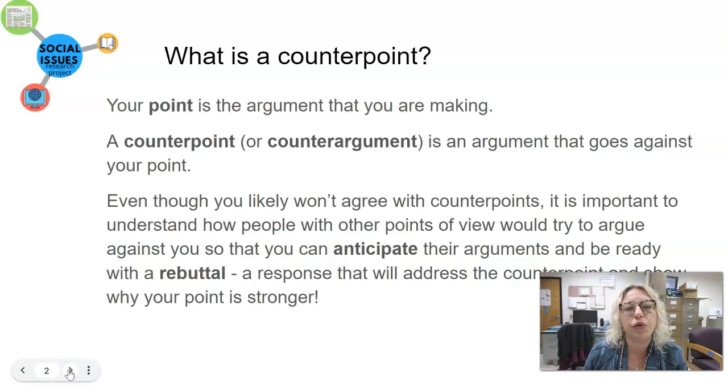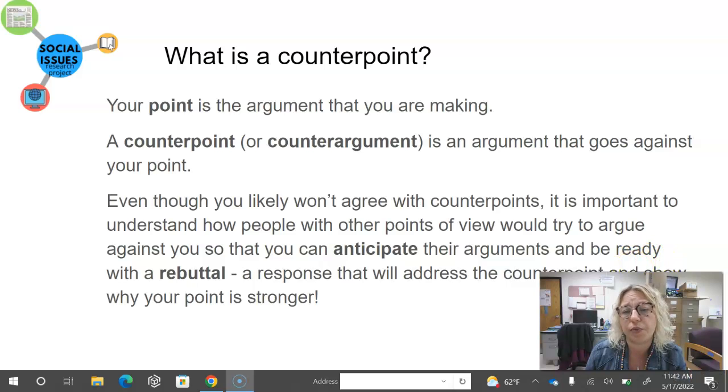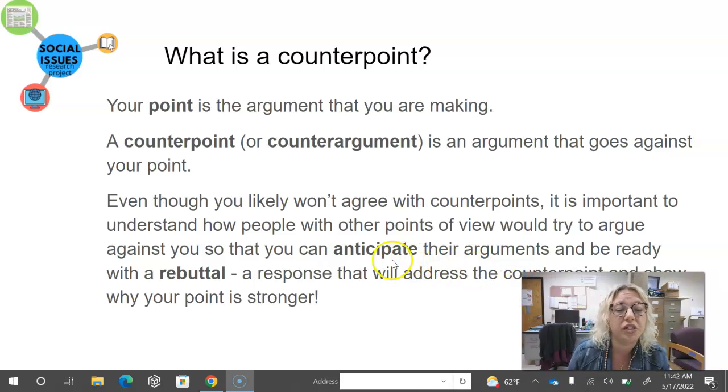Well, what is a counterpoint? Your point is your idea, right? A counterpoint or counter-argument is an argument that goes against your point, okay? Something that is opposite of your point. So even though you likely won't agree with counterpoints, it is important to understand how people with other points of view would try to argue against you so that you can anticipate, you can expect, you can watch for those arguments and be ready with a rebuttal. A rebuttal is a response that will address the counterpoint and show why your point is stronger.